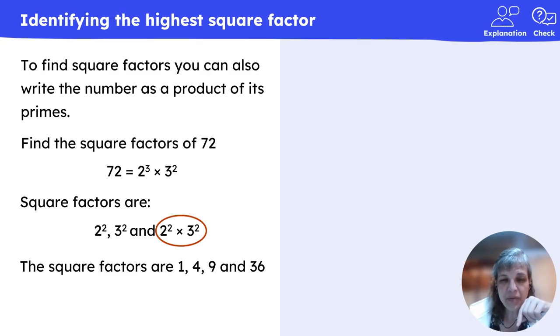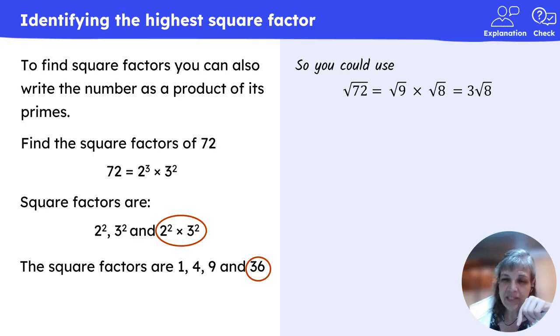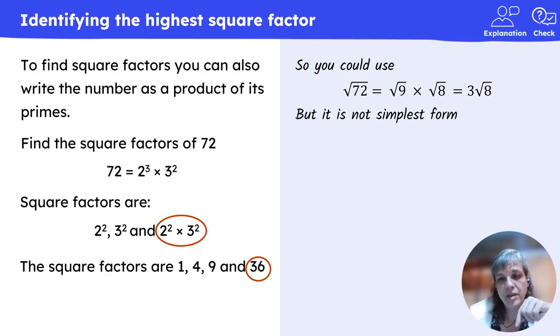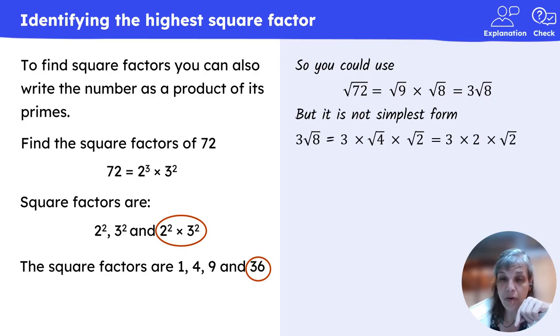So if I go directly to using 36 as the highest square factor, you'll see that it saves steps. So you could use 9. Say you broke down root of 72 and you said, okay, it's root 9 times root 8, 3 root 8. Well, actually that's not simplest form, because root 8 could also break down with a perfect square factor. It could be 3 times 4 times 2, and that 4 changes to a 2, which those two coefficients then are multiplied together and you get 6 root 2.